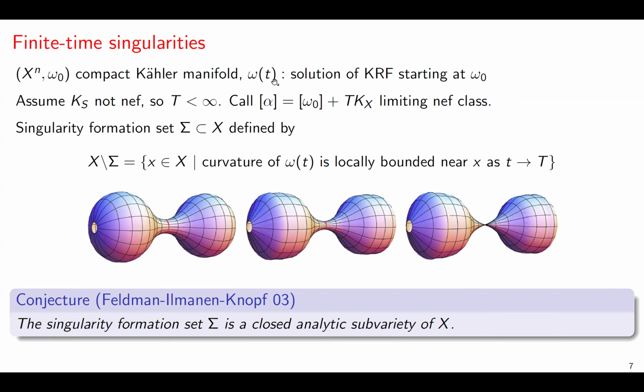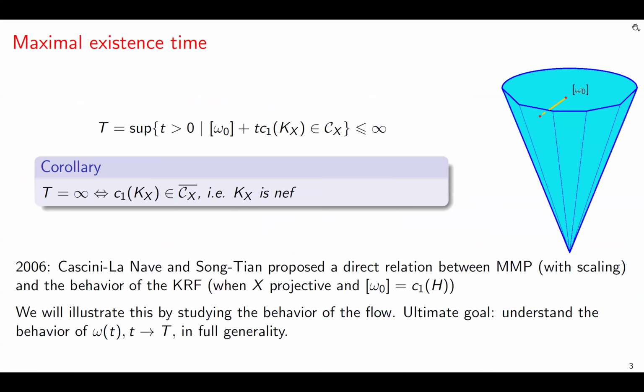So the setting now will be in arbitrary dimension and not necessarily projective. So compact Kähler manifold and omega t would always be the solution of the Kähler-Ricci flow without any strange normalization. d/dt omega is minus Ricci. And we assume we have a finite time singularity. So that's equivalent to saying that, oh, sorry, I forgot to change, kx is not nef. So let's assume first kx is not nef. Then we have a limiting class. So I will conveniently call it alpha. This is the cohomology class that the flow limits to. So if you go back many, many slides, it's the class that you hit here on the boundary in finite time.